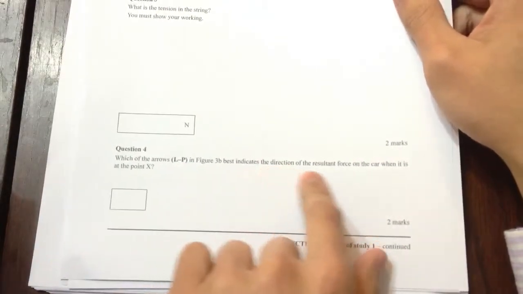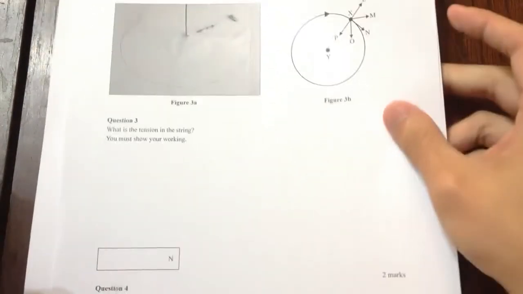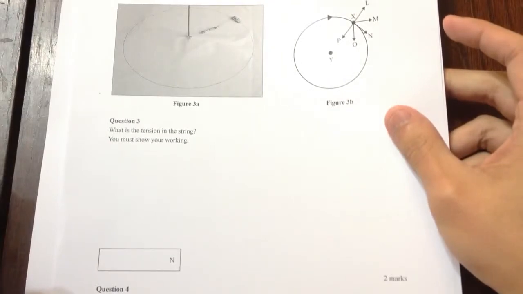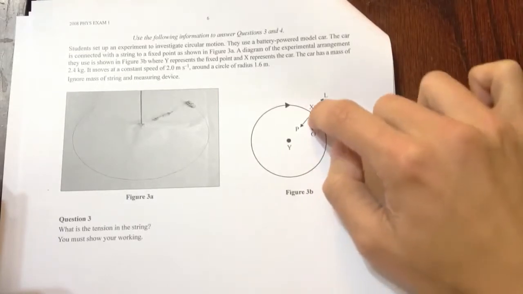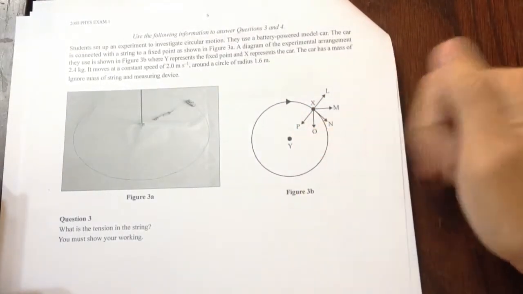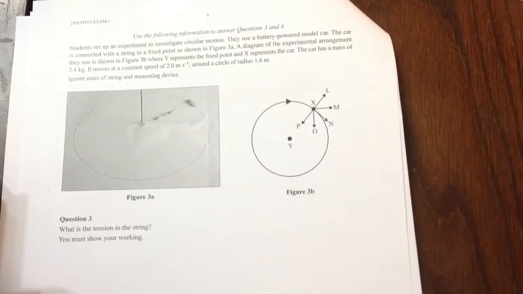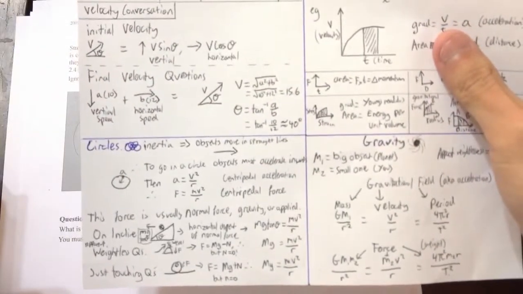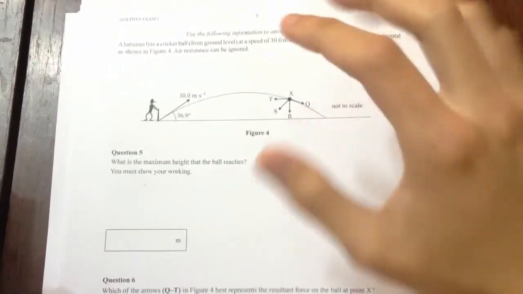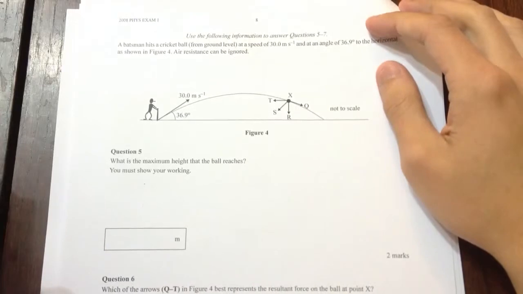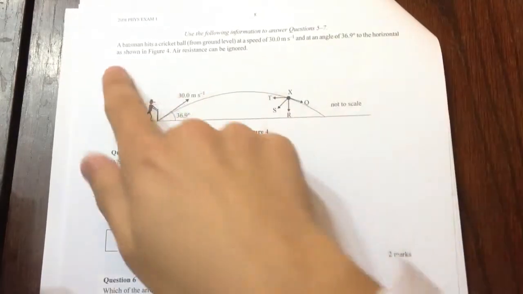Arrows L to B indicate the best direction of the resultant force. Well, we know that for it to be moving in a circle, it must have a central acceleration, which is v squared on r. So that should be it. So I'm just quickly getting an idea of each question, making myself a little plan on how to solve it, and then I'll come back afterwards and have a look at them.